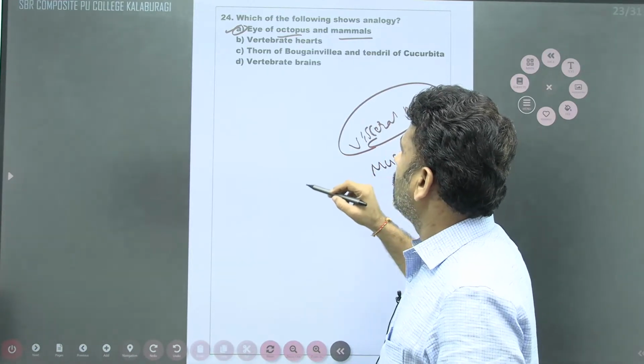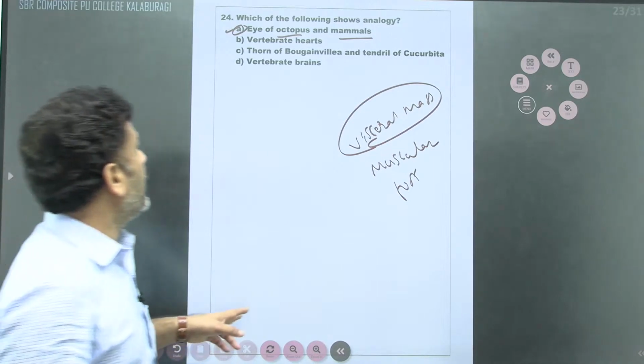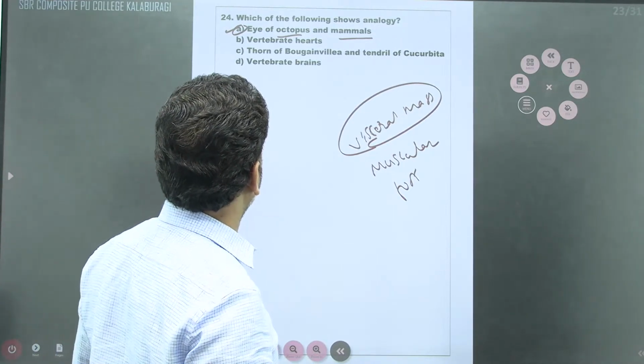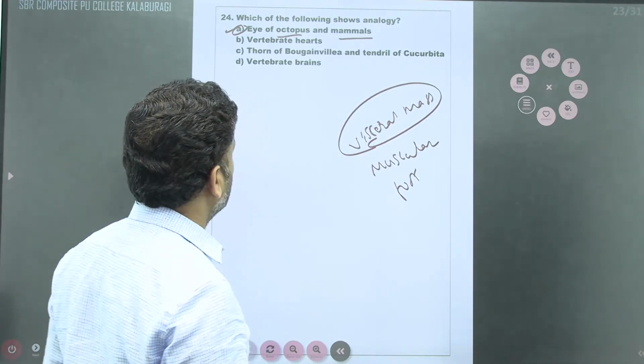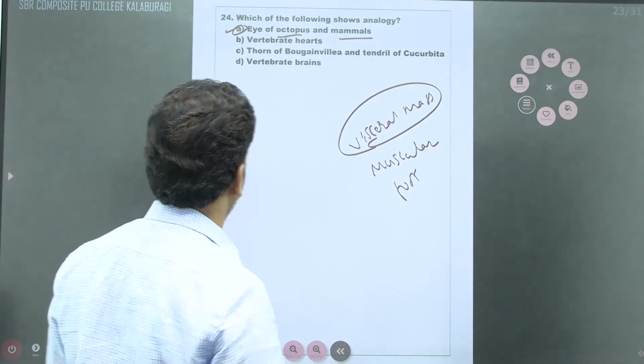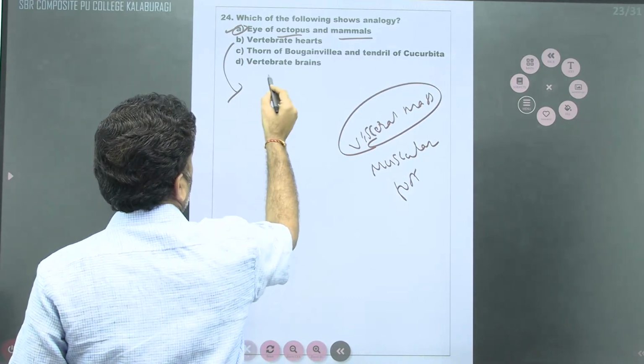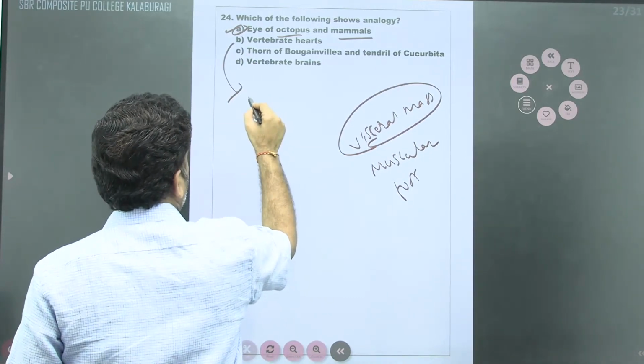Next, so the option is the first one. The vertebrate hearts are an example of homology. The thorns of bougainvillea and tendrils of cucurbita are also examples of homology. The vertebrate heart was explained by the scientist called Haeckel.